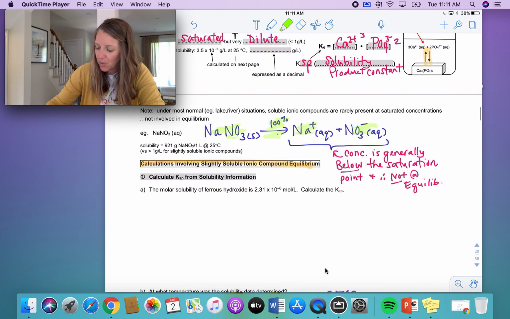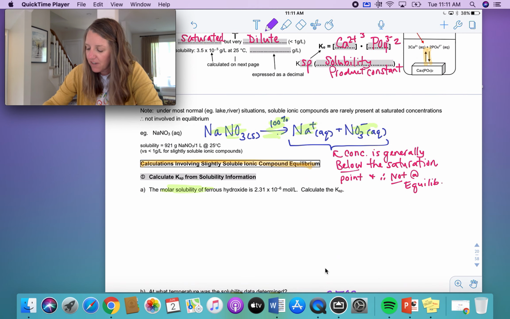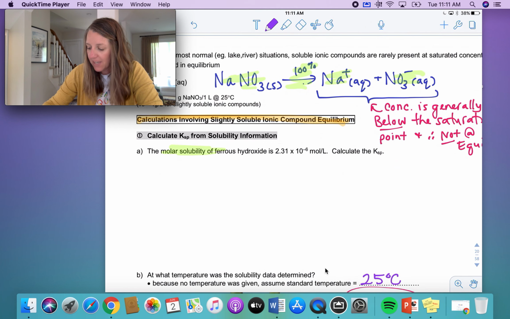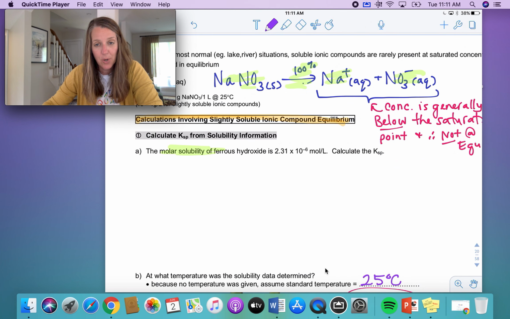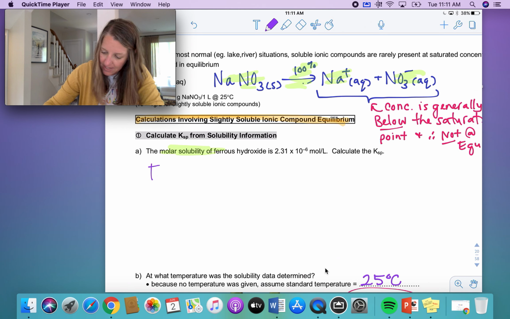Okay, and here's what the question sets up like. It says, what is the molar solubility of ferrous hydroxide? It tells you what the molar solubility is, and you're going to calculate the Ksp. So what does that mean? It means do your balanced chemical equation first.